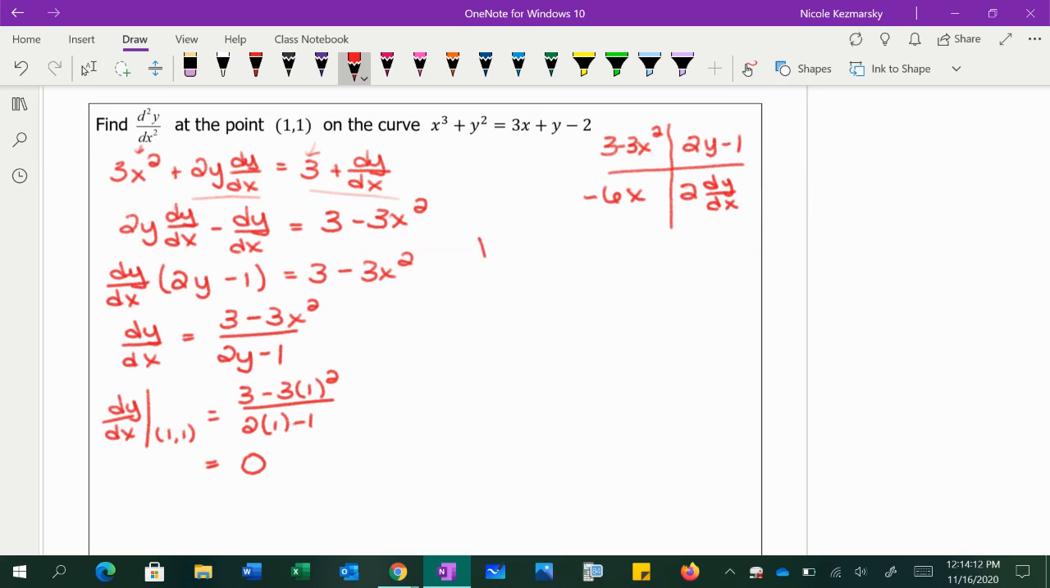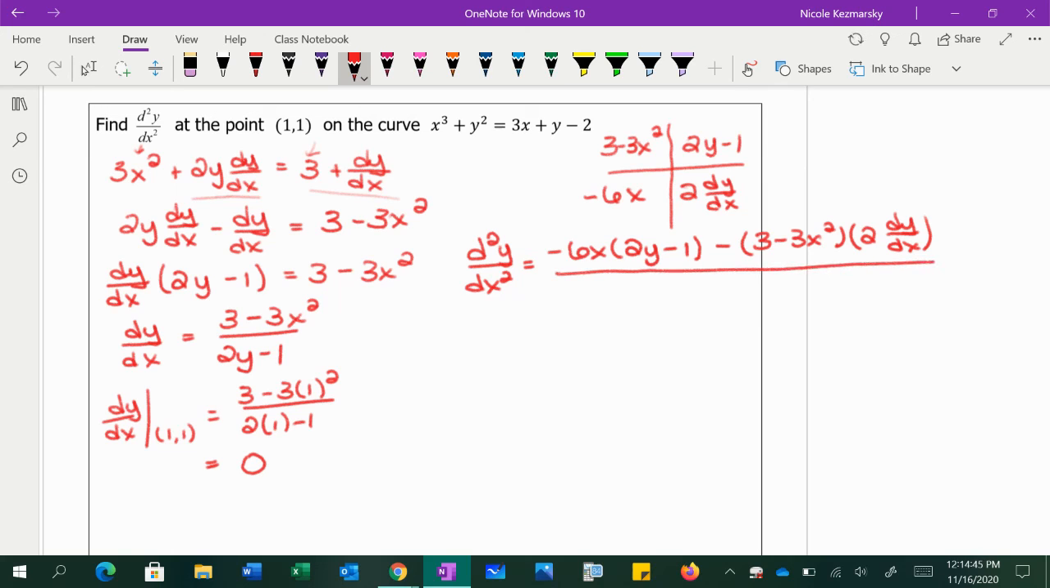So the second derivative of y with respect to x is going to be negative 6x times 2y minus 1, minus, and lots of parentheses here, 3 minus 3x squared times 2 dy/dx. And that's going to get divided by 2y minus 1 squared.